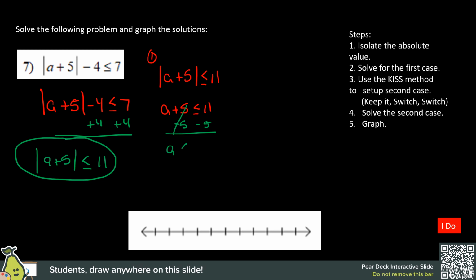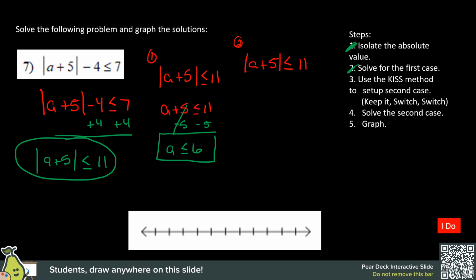and I get that a is less than or equal to 6. This is one of our answers. So we've isolated, we solved for the first case. To get that second case, we start with the same isolated value, right? Which is the absolute value of a plus 5 is less than or equal to 11.